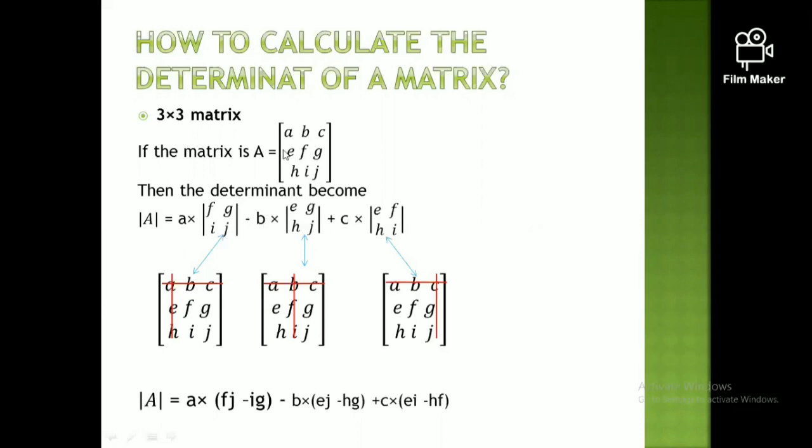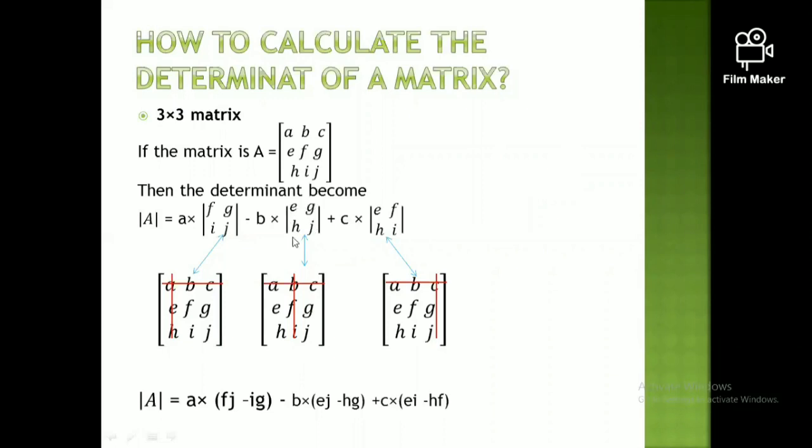Minus, then B. Select the next number. Put minus over here, then select the next number. Then cross that line vertically and horizontally. If you cross that line vertically and horizontally, what is the remaining term? E, G, H, and J. Again, I have selected B, cross over here, vertically and horizontally, the remaining is E, G, H, and J. Then get the modulus of that one.